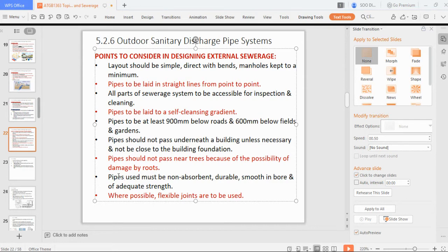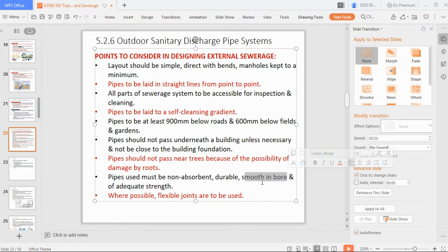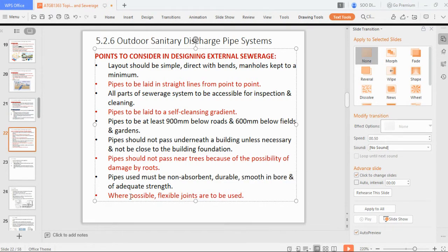And next is the material of the piping. We want to use a non-absorbent, durable, smooth in bore, and adequate strength piping. Smooth in bore means that the surface inside the pipe is smooth. And then when possible, flexible joints are to be used. So you want to ensure that there's no problem with the piping. So that's why if we are using joints, we want to use flexible joints.